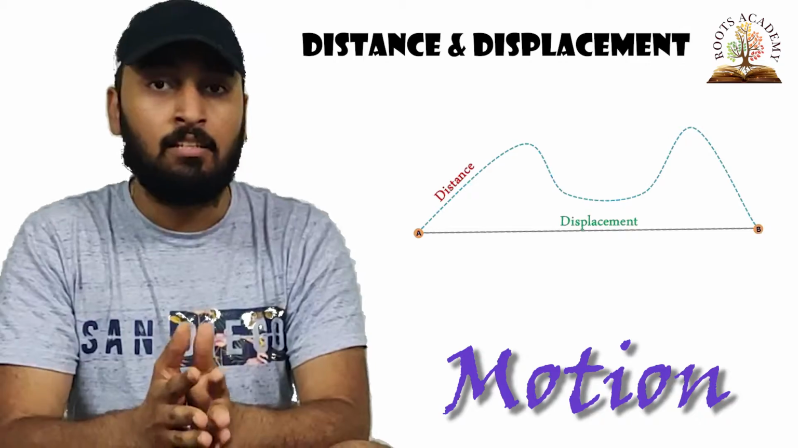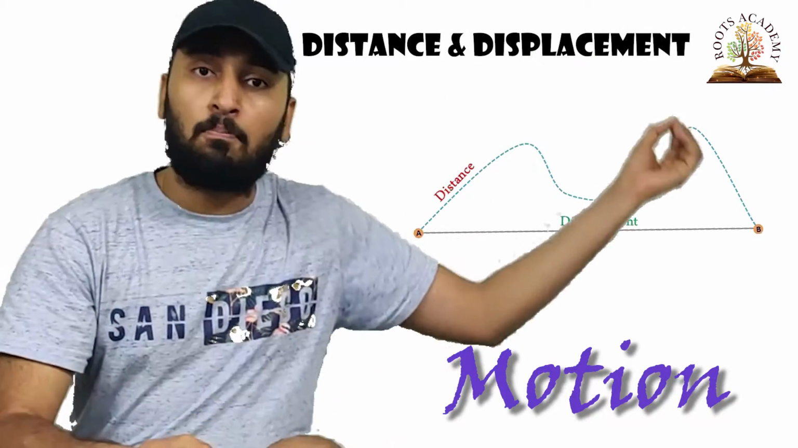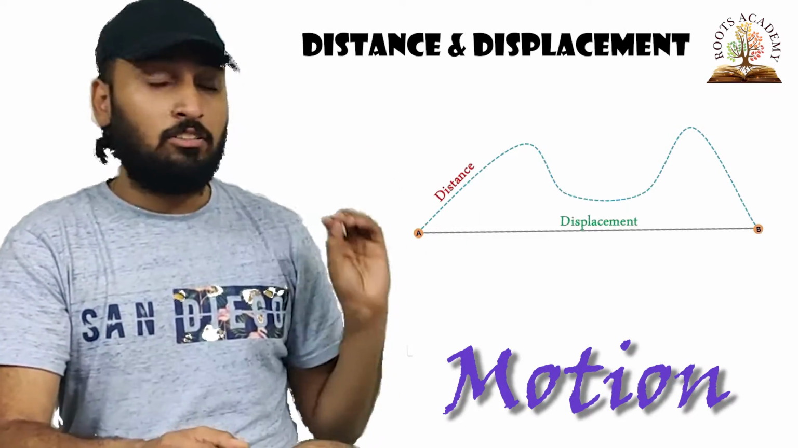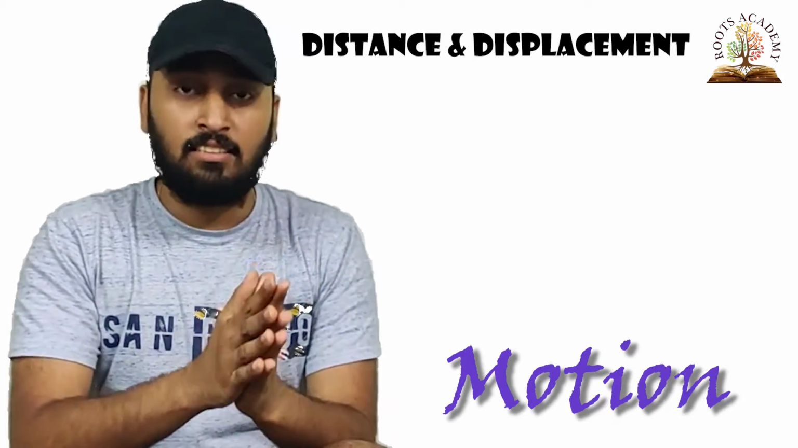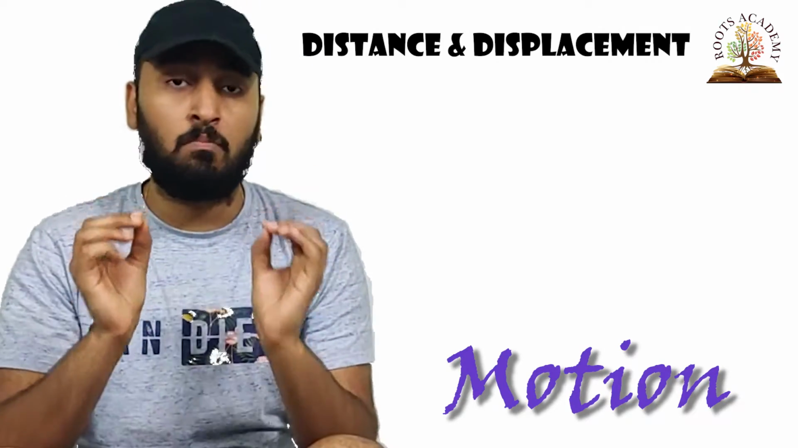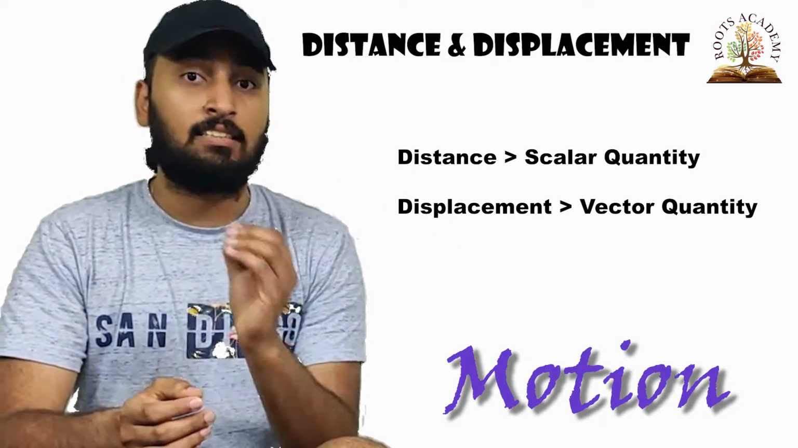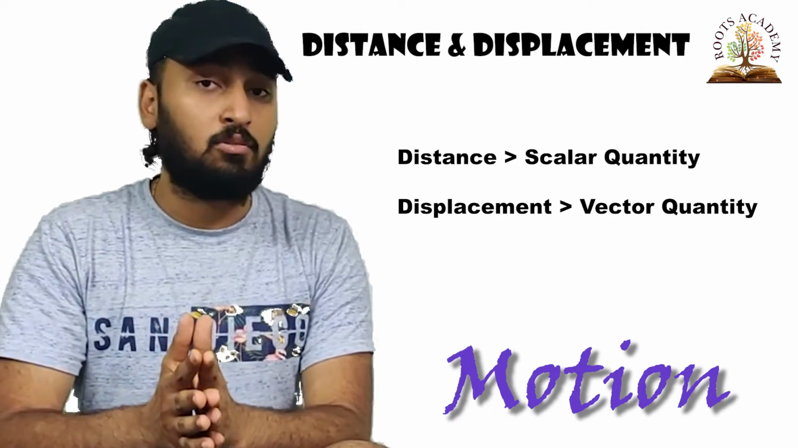Whereas displacement is the shortest distance from point A to point B. Now this is always going to be in a straight line. Also, the difference between distance and displacement, and it's one of the most important points to remember, is that distance is a scalar quantity, whereas displacement is a vector quantity.